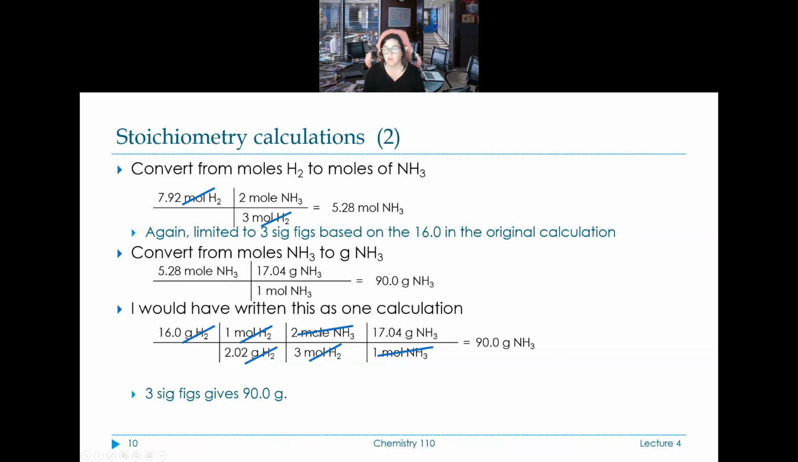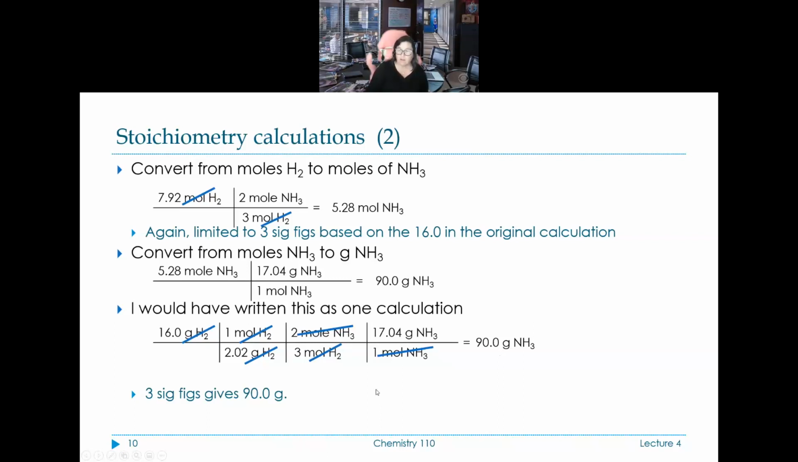I then need to go from moles of NH3 to grams of NH3. And I do that by multiplying by the molecular weight of NH3. Okay, moles cancel, grams are left. That's what I was looking for. So 90.0 grams of NH3. Again, 3 sig figs gives you 90.0 grams.